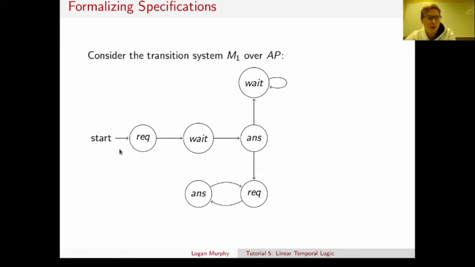We have one initial state here called rec. Rec has one transition to wait, which has one transition to the state ans. This state ans has a transition to a state wait, which then loops on itself forever. Ans also has a transition to rec, and then rec and ans loop alternately on themselves forever.